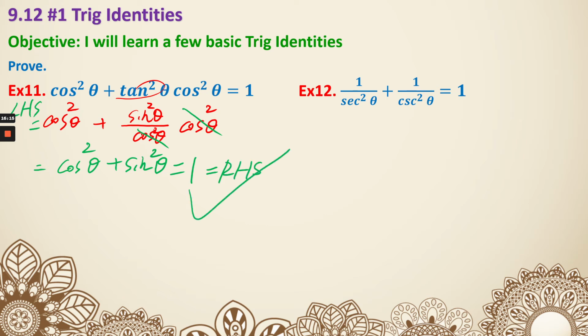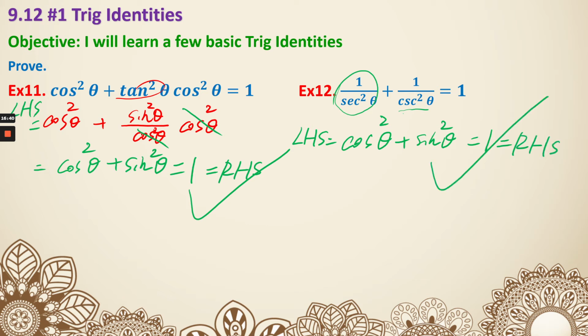Number 12. You look at it, that's basically 1 over secant and then squared. So what is 1 over secant? It is cosine squared. Next one is 1 over cosecant squared, and that's got to be sine squared. Sine squared plus cosine squared, Pythagorean identity, it equals 1, which is the right hand side. We got it right again.